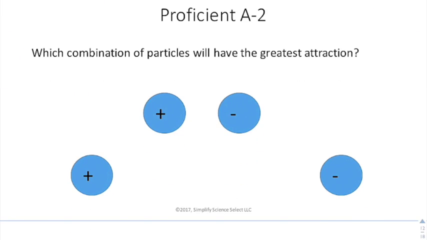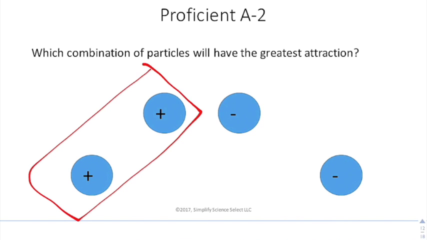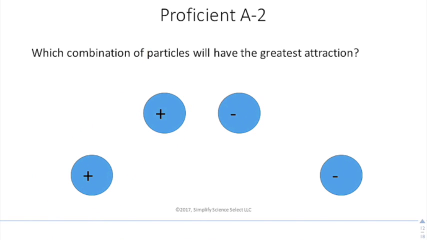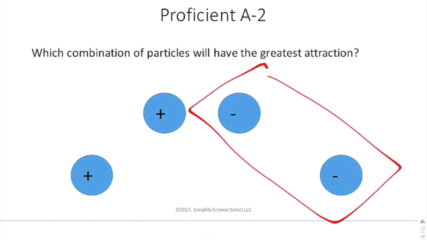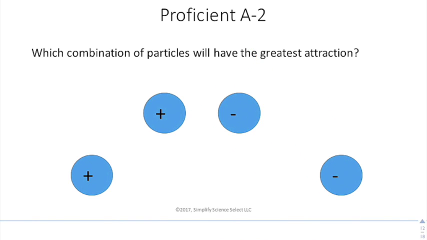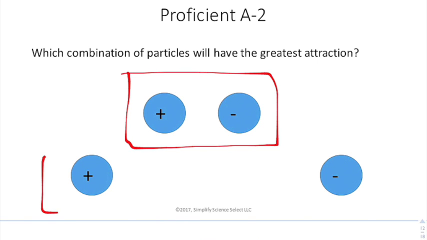It says, which of the following combinations of particles will have the greatest attraction? If you were to look at these two, you could say, well, that doesn't make any sense. There's no attraction there at all, so I'm just going to erase it. If you look at these two particles, those right there are going to be the same thing, so there's no attraction, and I'm going to erase that. So now I can look at these two particles, and these two particles.